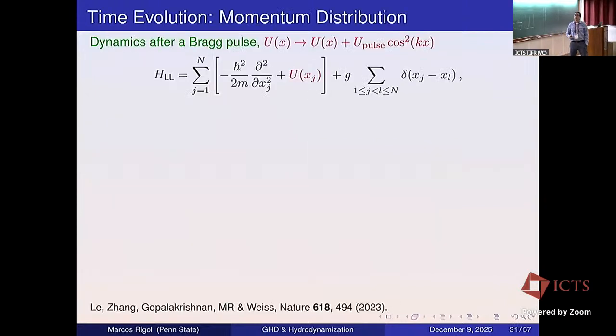So now there is again a quench, but notice that the quench is not in the trapping potential; the quench is adding a lattice. This is a short-distance oscillation, so this is something that you cannot describe with generalized hydrodynamics. The question is, what happens when you do that? We take the gas and take it far from equilibrium.